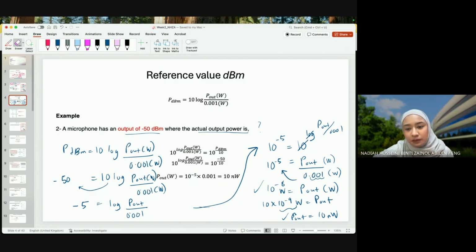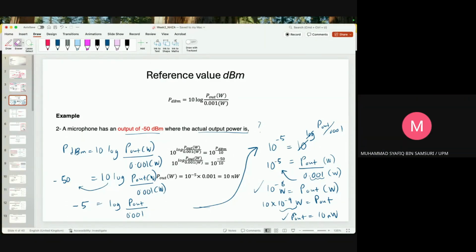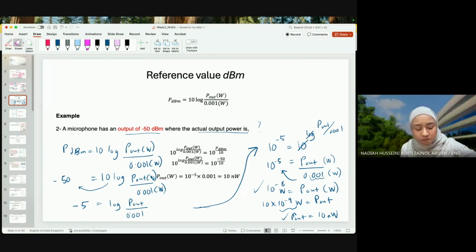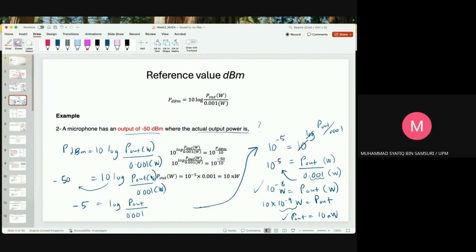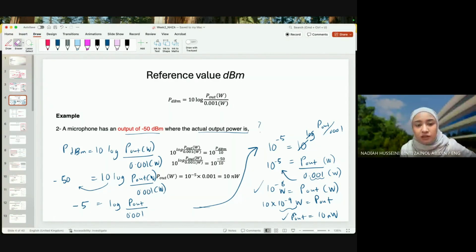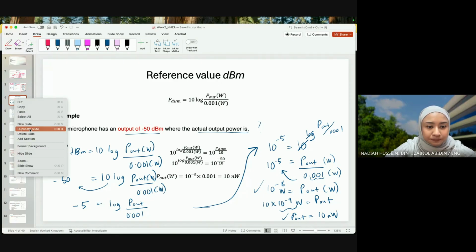Okay, so any questions about this? Yes, but the 0.001 is fixed, right? Right. Only when doing the calculation you have to convert everything to watt. Yes. Okay, so what if you wanted to make this in milliwatt? We can do that. Let's duplicate this.